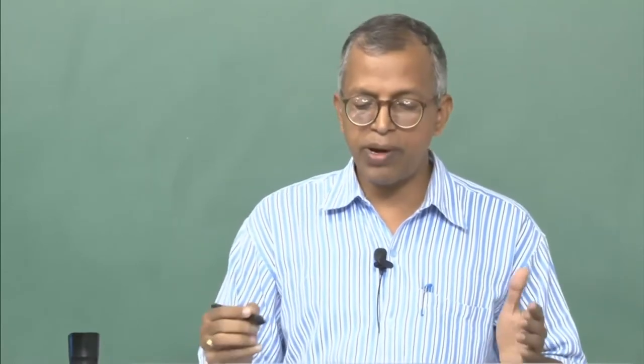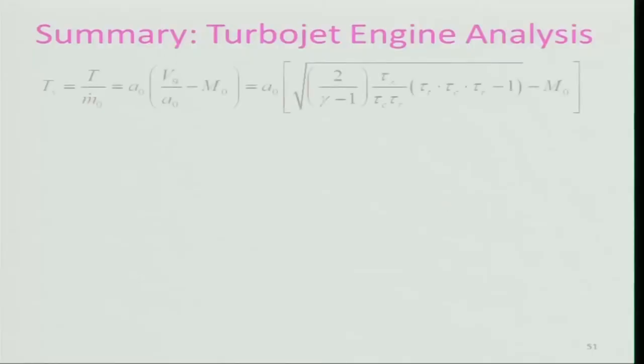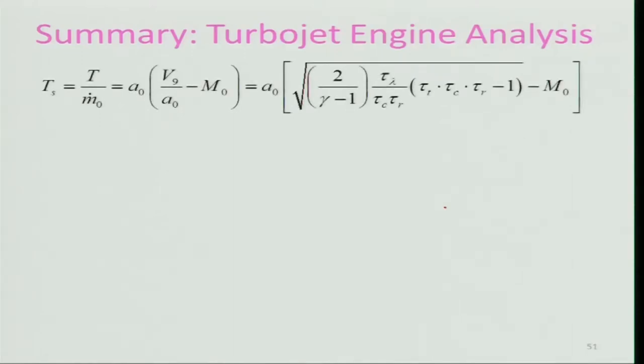And just to summarize what we have derived: that is the specific thrust we have done, and these are the expressions in terms of various tau p, tau c, tau r, and we are also using tau lambda. In place of that, this term tau lambda divided by tau c tau r is nothing but tau v. Some places you can use tau v as well, right?